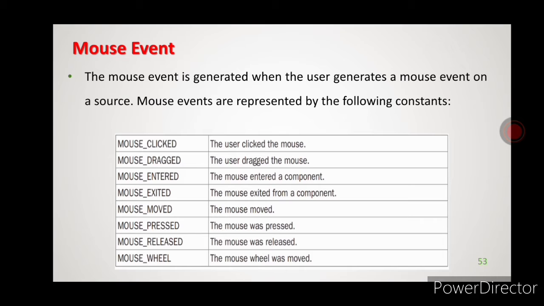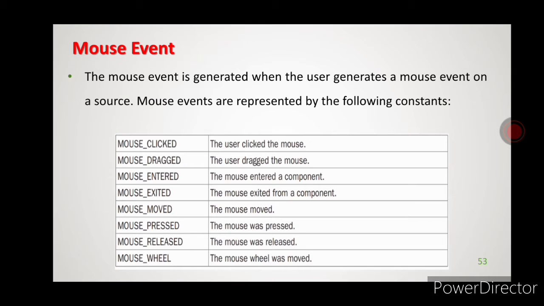Next is mouse pressed, pressing a button on the mouse. Then mouse released: once you press the mouse button, you release it. That we call mouse released. Mouse pressed and mouse released are the same as key pressed and key released. When you press a key and leave it, the key is released. Like that, you press the mouse button, whether it is the left button or the right button, and after pressing you release it. That we call mouse released.